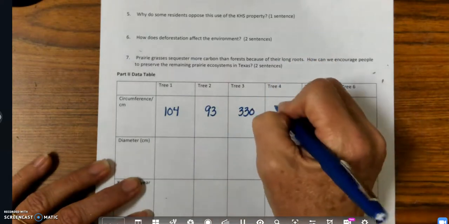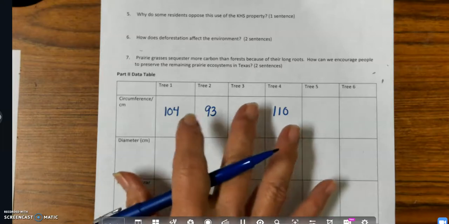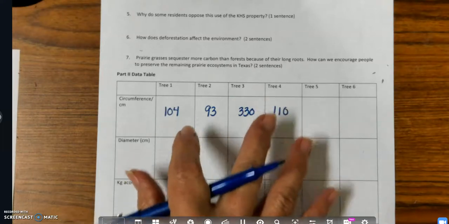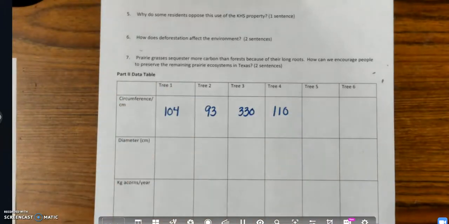These are actually real data that we did several years ago. We went through the whole Katy High School campus and calculated how many squirrels the Katy High School population would carry. All right, so what we want to do next is go from circumference to diameter. You're going to do this 5 more times. I'm going to do tree 1 with you.